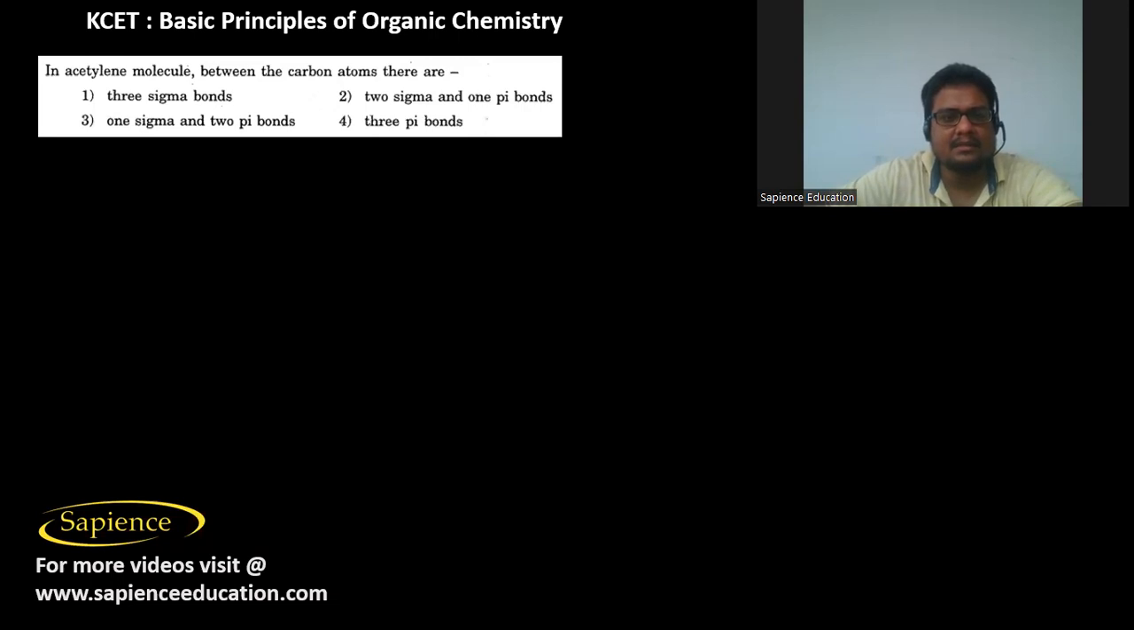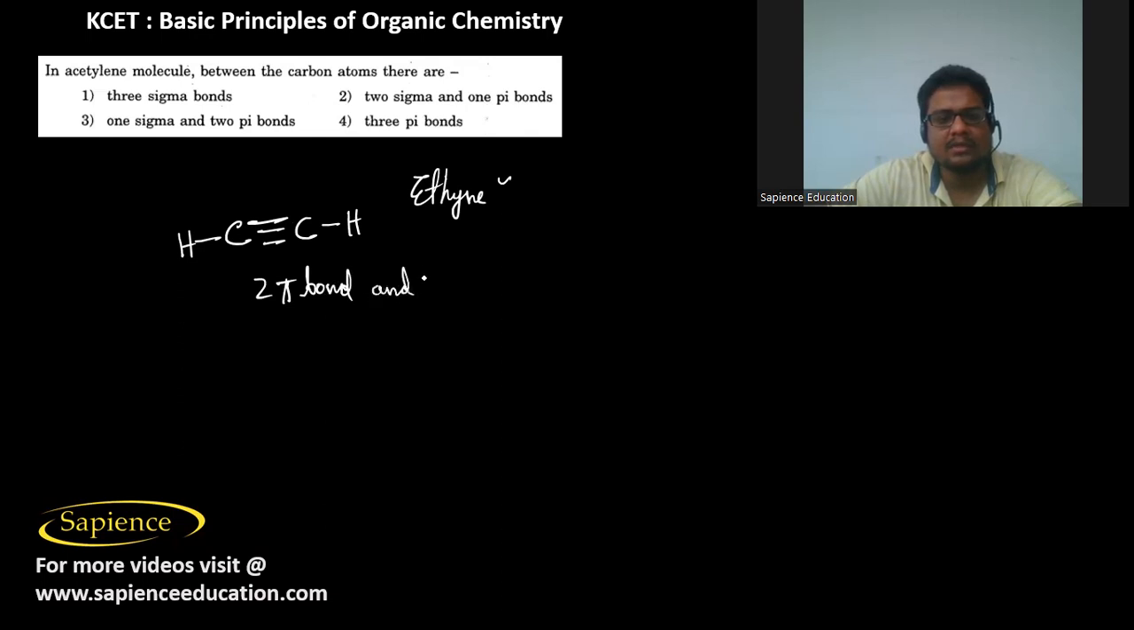Then, in an acetylene molecule, between the carbon atoms, there are. So in between the carbon atoms in the acetylene molecule, which is also called ethyne, we have two pi bonds and one sigma bond. So option 3 is the correct answer.